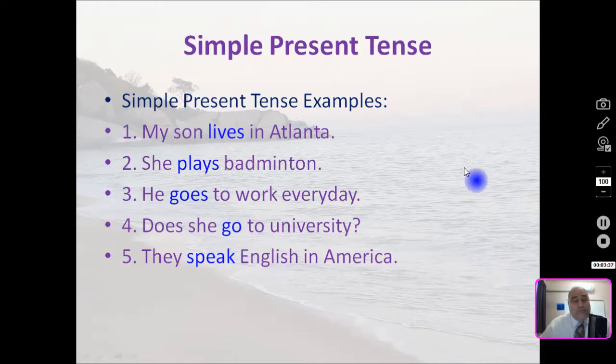Here are more examples of the simple present tense. Number 1, my son lives in Atlanta. Number 2, she plays badminton. Number 3, he goes to work every day. Number 4, does she go to university? And number 5, they speak English in America.